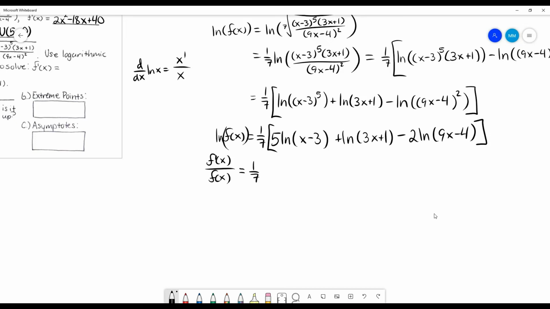Now, we take the derivative of all of this. We can keep this coefficient out there because it's not a super big deal. I know the derivative of x minus 3 is 1, and that's times 5, so it's going to be 5 over the interior. Now plus, well, there's no coefficient here. The derivative of this is going to be 3, because the derivative of 3x is 3, over 3x plus 1. Now minus, I've got a 2 times the derivative of that interior is 9, so that's 18 over the original interior. And now we're getting somewhere.